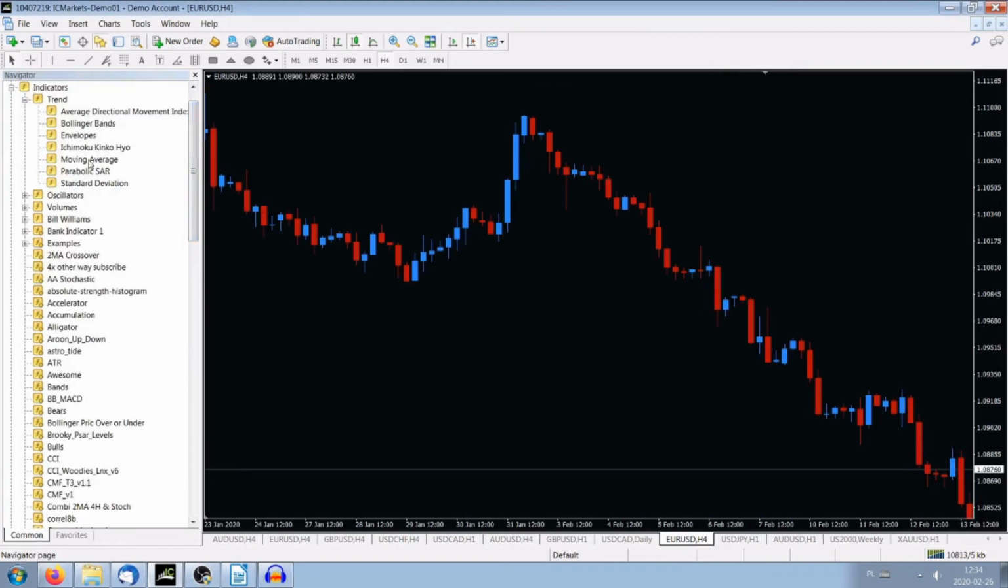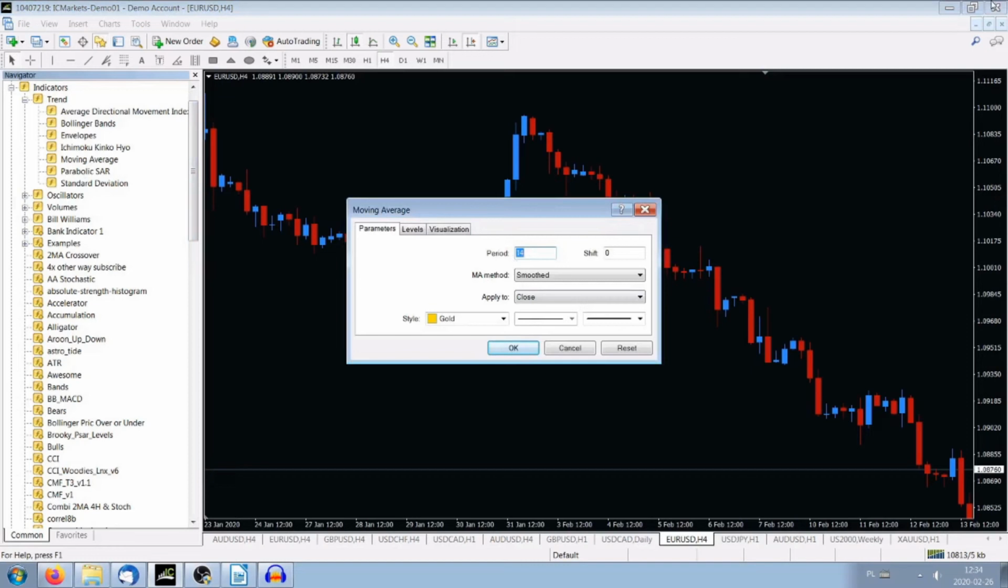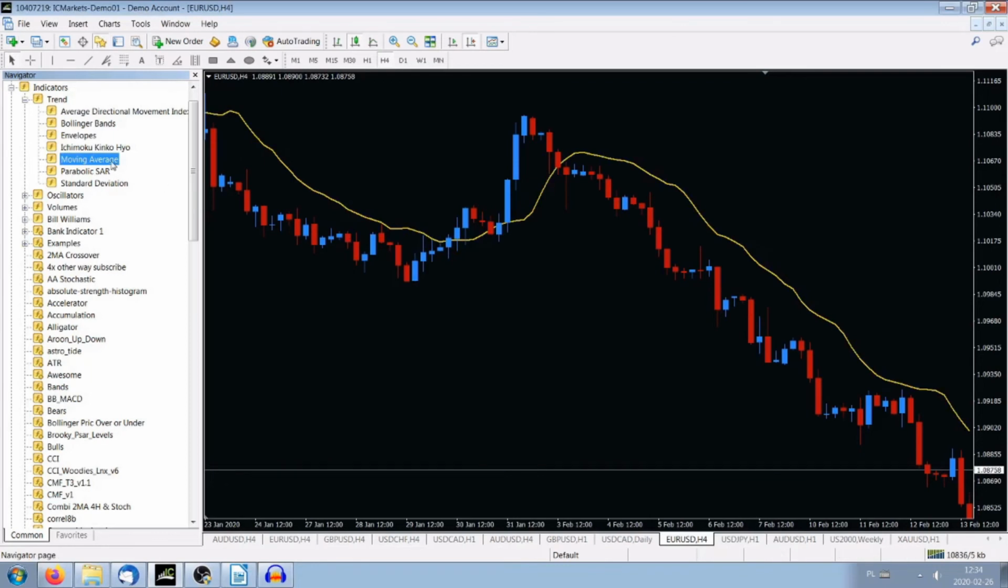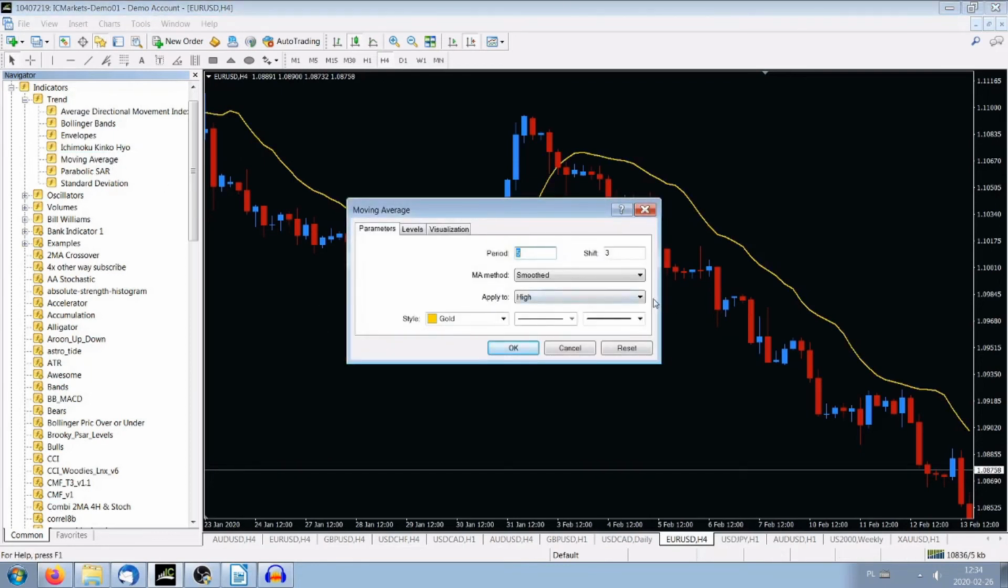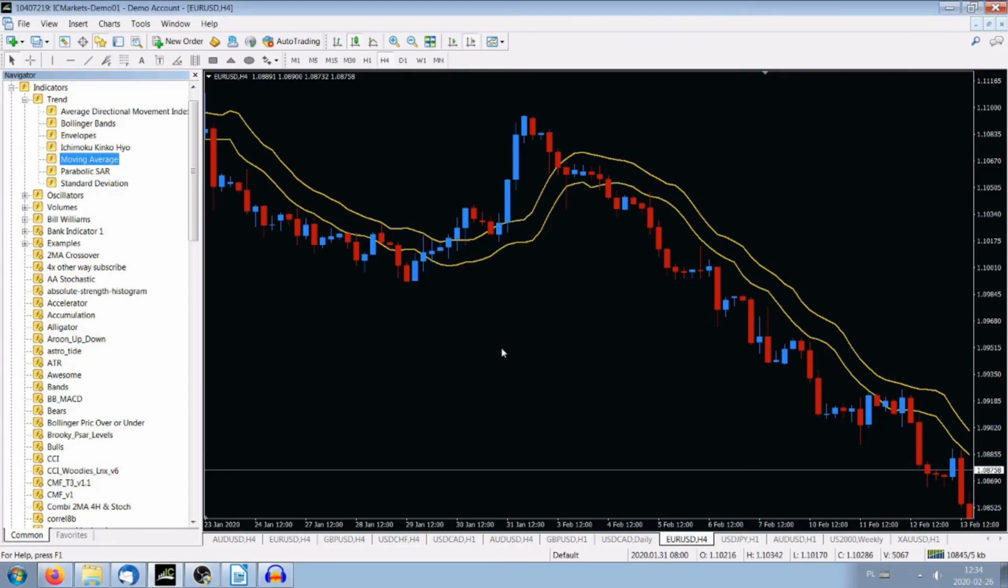Let's find those moving averages. Here we go. Moving average, the first one: we put period 5, shift 3, smoothed, applied to high. That's the first one. We put another one, the same, but applied to low. And that's it. As the price closes above those two averages, you buy, put the stop loss here and take profit here. Opposite here: the price crossed below, you sell, put the stop loss here, and take profit at least 2 to 1.